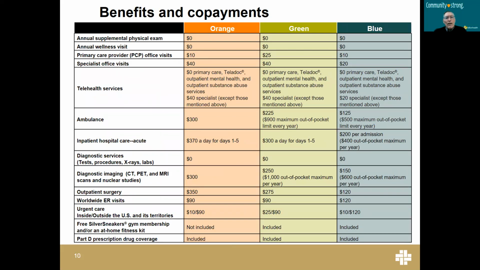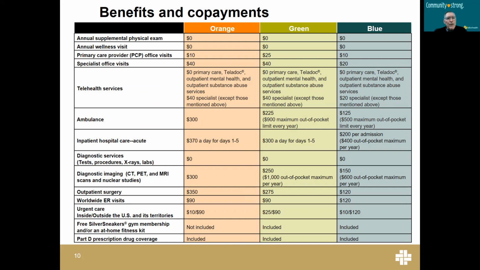Now, this chart lists some of the great benefits that you receive with the Fallon Medicare Plus plan. So we look at the orange plan first, and you see that the annual physical and wellness visits have no copayment. The primary care office visit is $10. Specialist visit is $40. And this year we're introducing the teledoc, or the telehealth services.